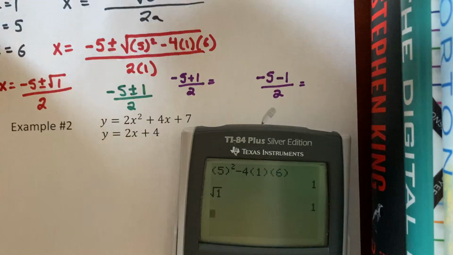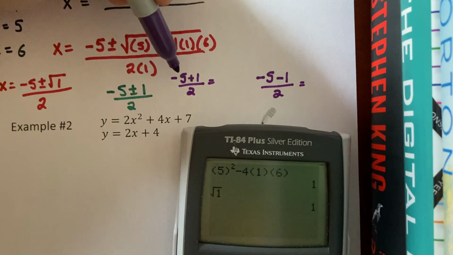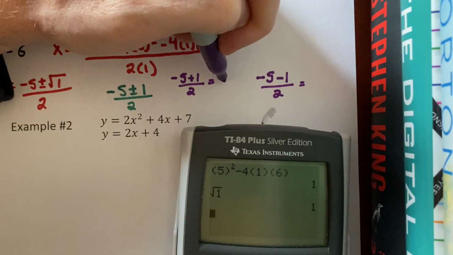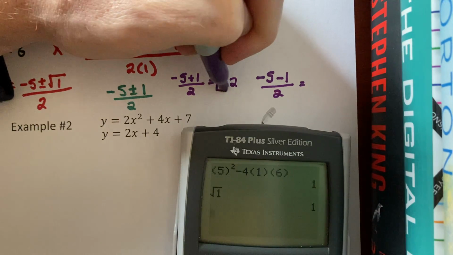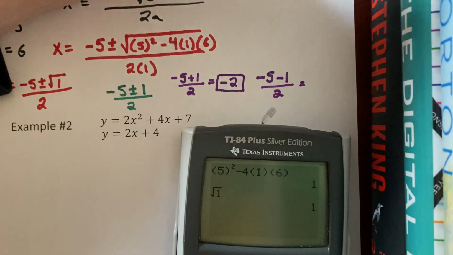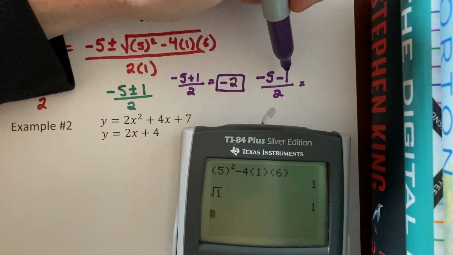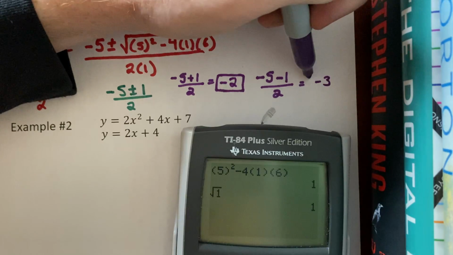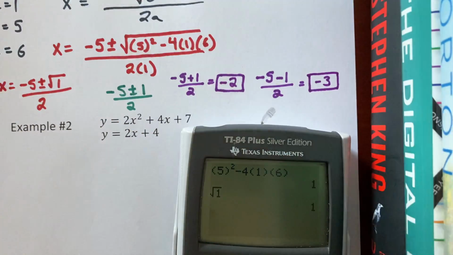Do the numerator first. Negative 5 plus 1 is a negative 4. Negative 4 divided by 2 is a negative 2. That's one of my x's. Negative 5 minus 1 is a negative 6. Negative 6 divided by 2 is a negative 3. That is my other x.